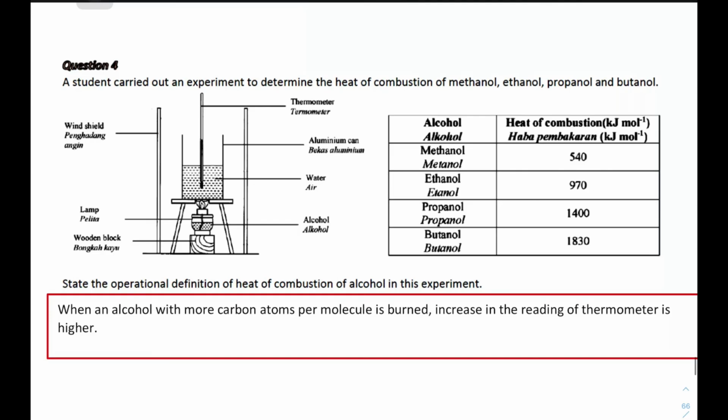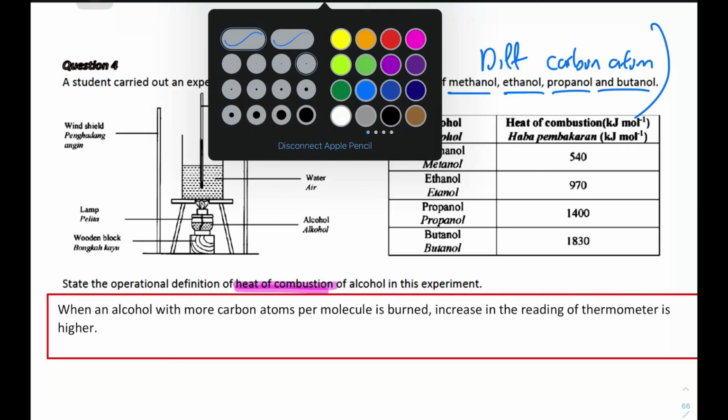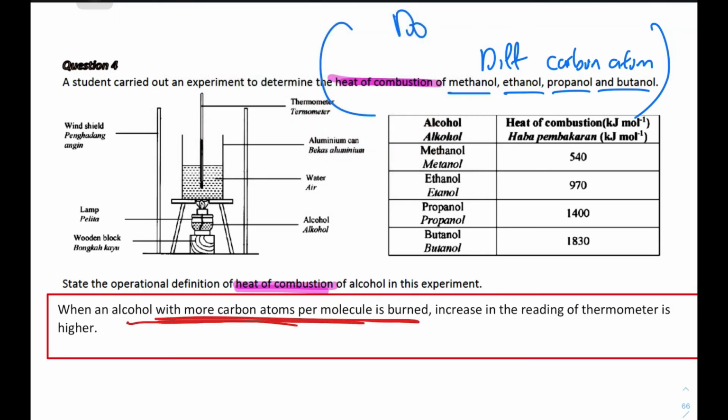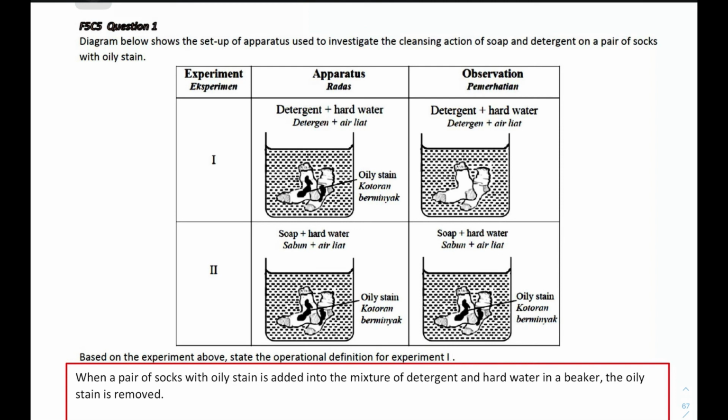Next experiment. This is heat of combustion between methanol, ethanol, propanol, and butanol that have different numbers of carbon atoms in their molecule. So we can make a comparison. This is what we do. Burning different alcohols with different carbon atoms. And then the question wants me to find heat of combustion. So when an alcohol with more carbon atoms per molecule is burned, the increase in the reading of the thermometer will be higher. I make a comparison. If the alcohol has more carbon, then the heat of combustion will be higher. That's all. This is the last experiment from the last chapter.